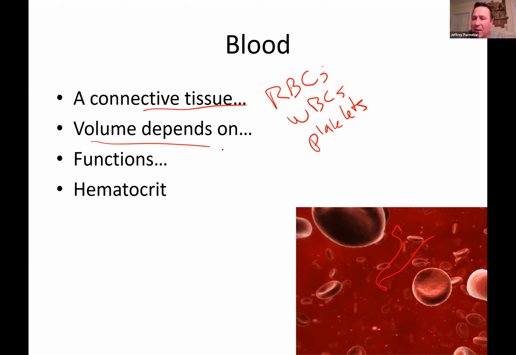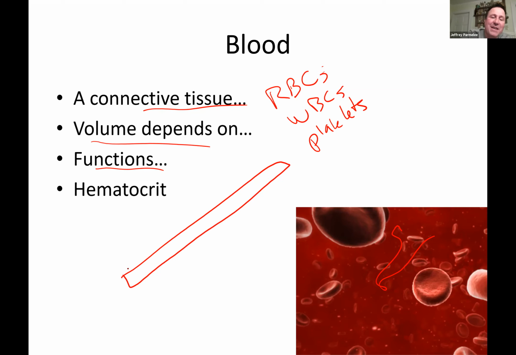No, you have about 5 liters, but it depends on your hydration, your size, if you're pregnant, all these things. And of course, functions of blood. Make sure you can look at that. And know what a hematocrit is. If you didn't make one in lab yourself, you studied it.